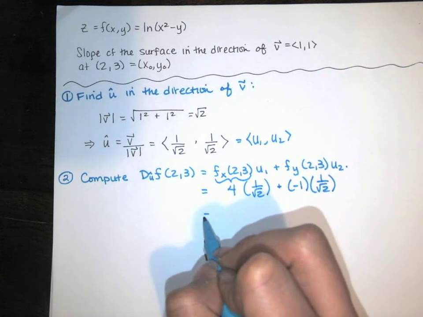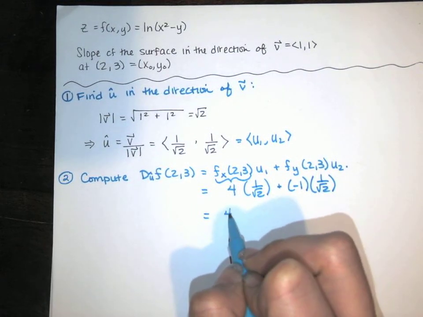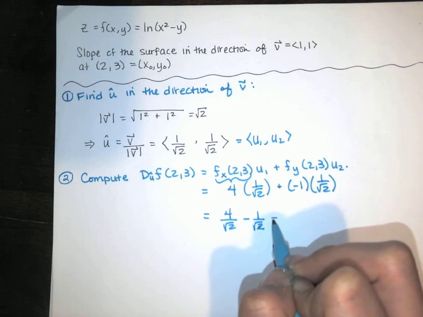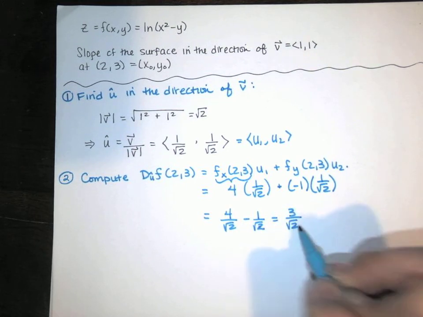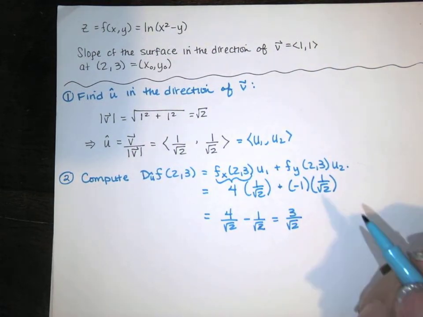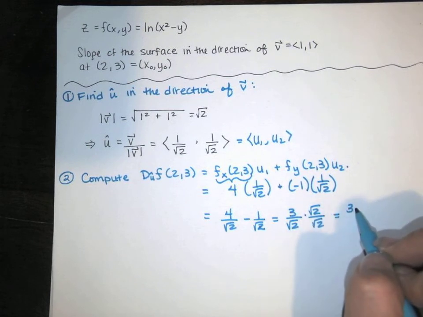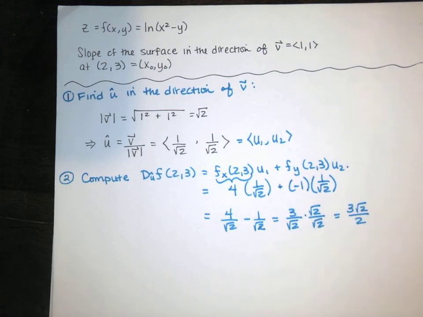And then when we multiply, we get 4 over root 2 minus 1 over root 2, which is 3 over root 2. You could call that the slope. That would be fine. If you prefer, you can also rationalize. So we get 3 root 2 over 2.